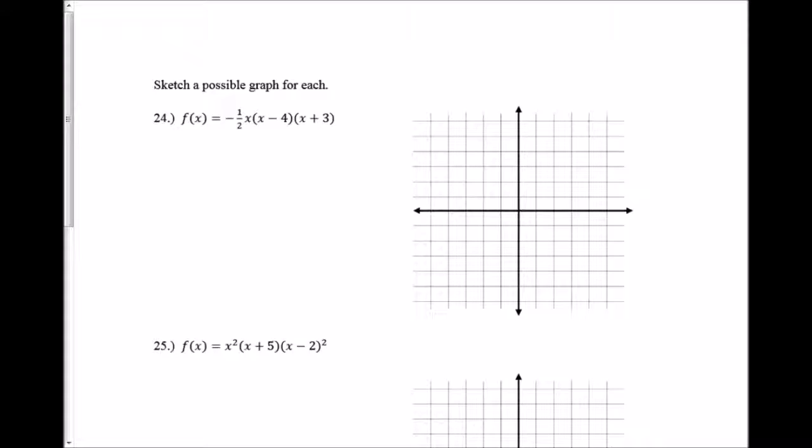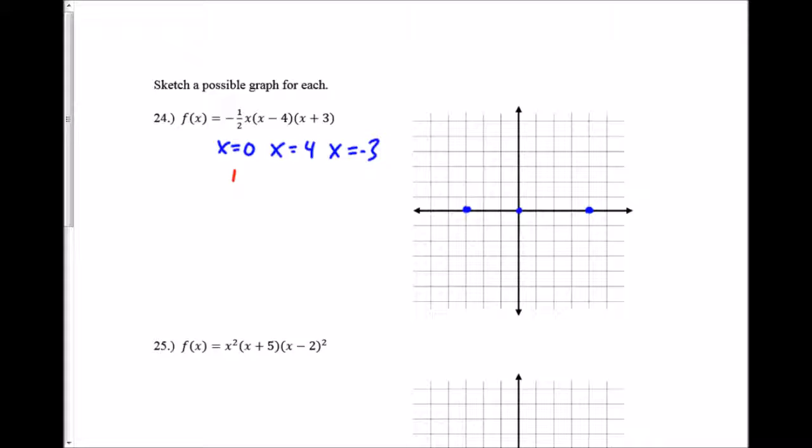For this one, we want to sketch a possible graph, and we'll get the calculator out to identify relative maximums and minimums. But to start with the x-intercepts, I'm going to find that x equals 0, x equals 4, and x equals negative 3. And I already know a couple things about this graph in terms of the x-intercepts, and then really I can get the general shape of this thing just by identifying end behavior and multiplicity.